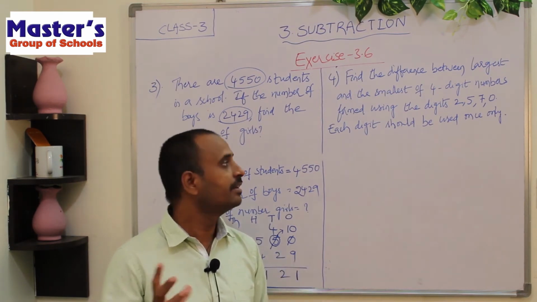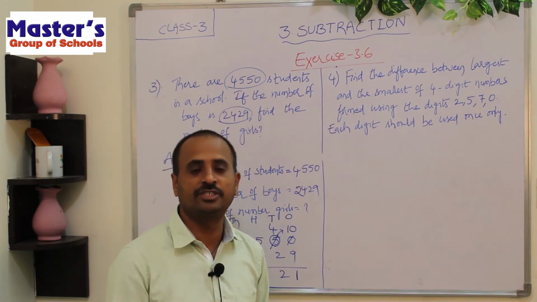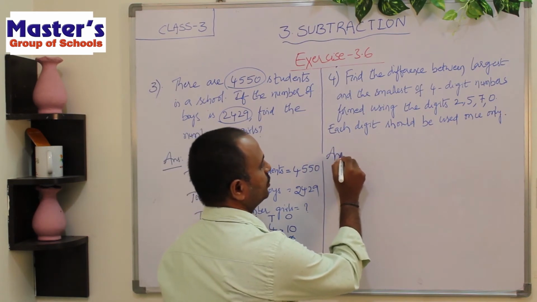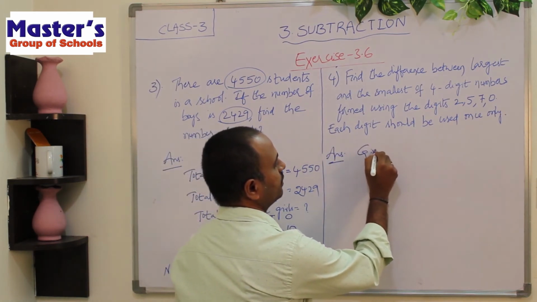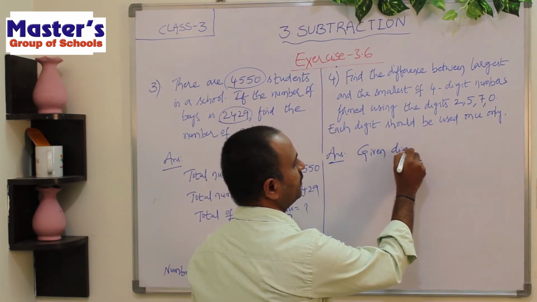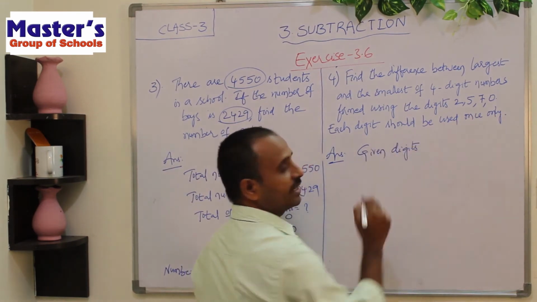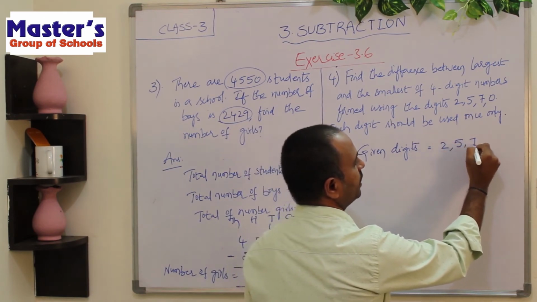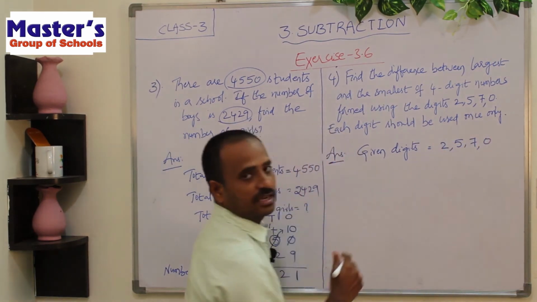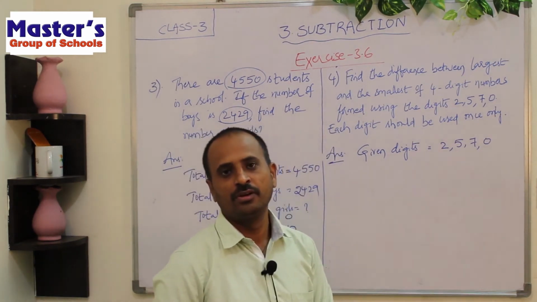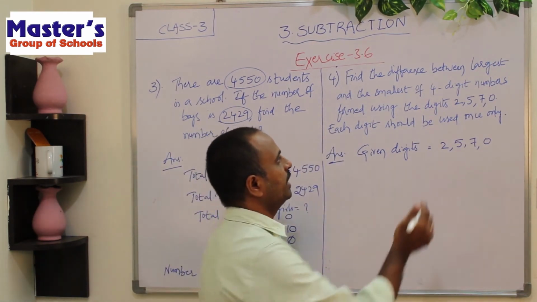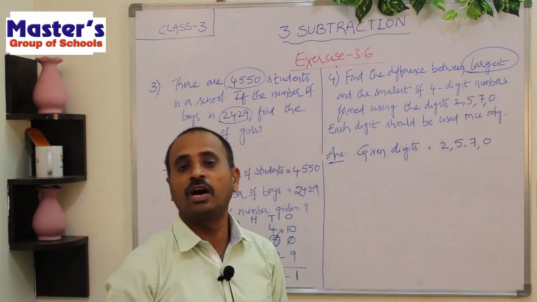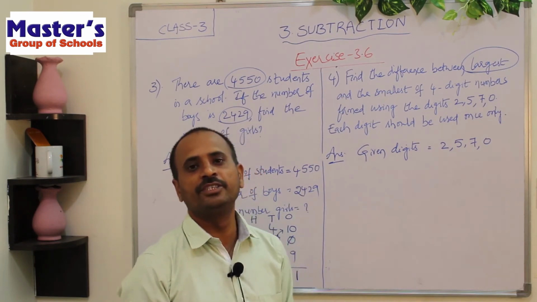So let us see once again. Let us recall how to form the largest number and how to form the smallest number using the given digits. So see the solution. First step is the given digits. What are the given digits? 2, 5, 7 and 0. So children, these are the 4 digits given in the problem. So now what we have to do? First we have to form the largest number by using these 4 digits. We have to form the largest 4-digit number.